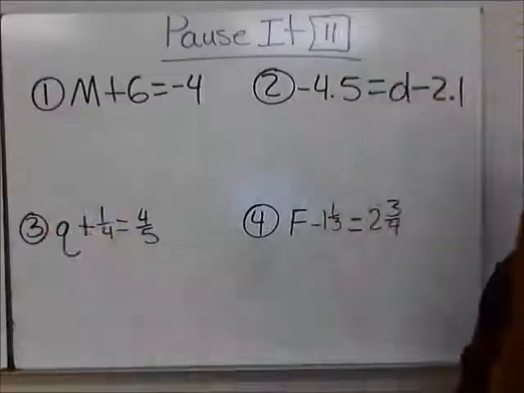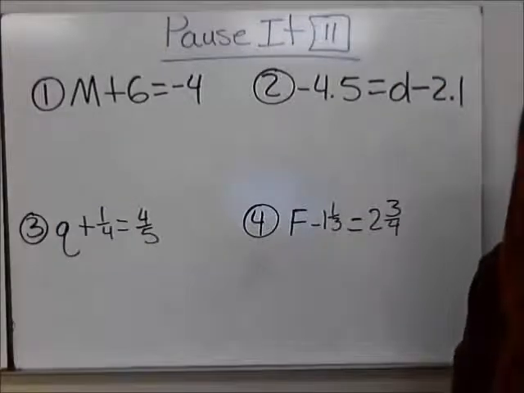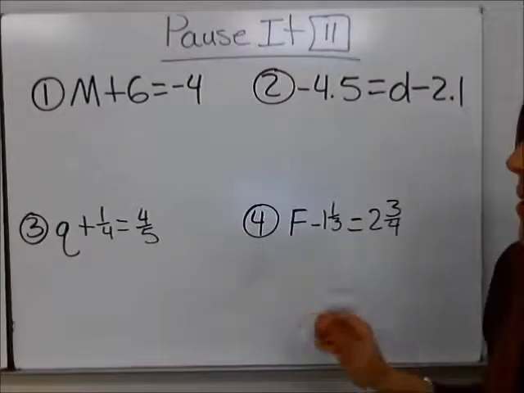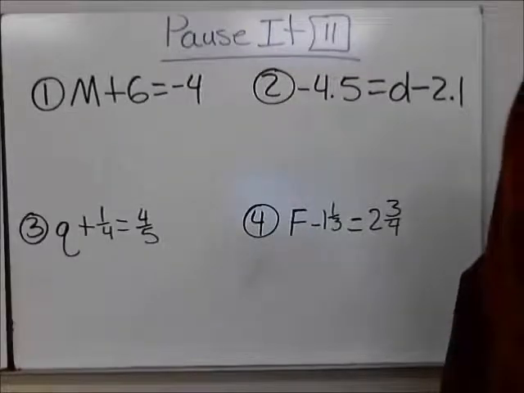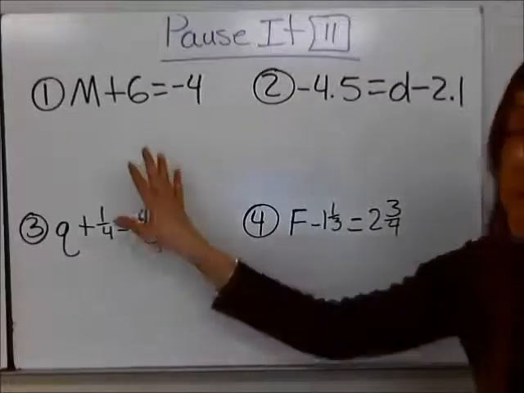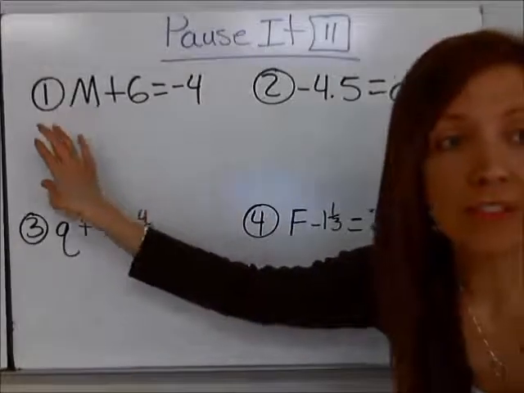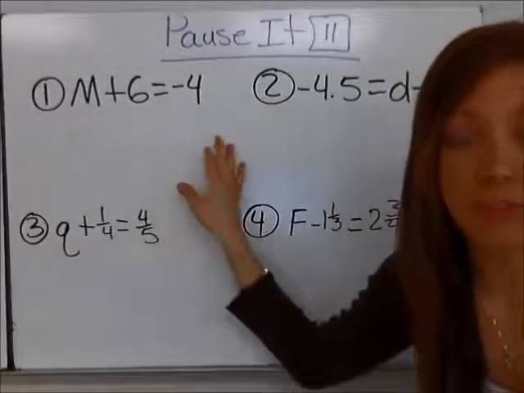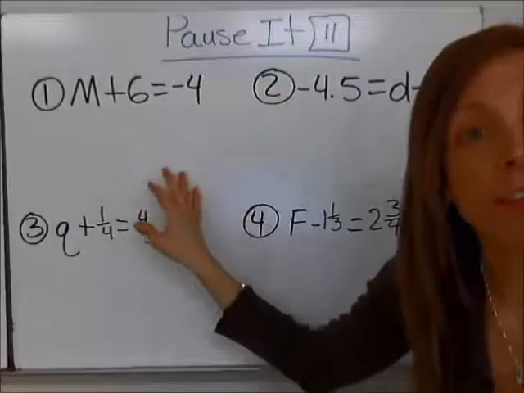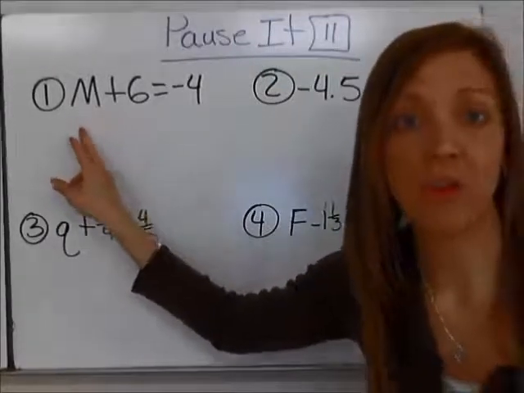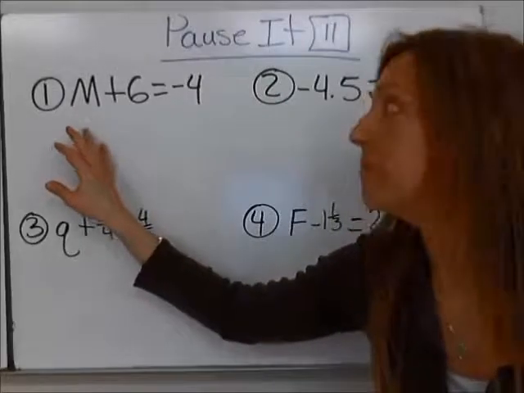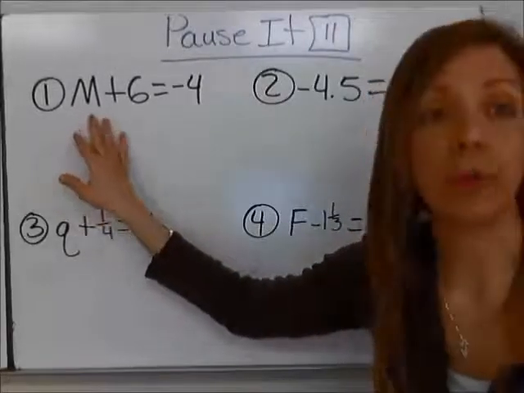Okay, here's the pause it section. Go ahead and pause the video. Try these out using the addition property of equality and the subtraction property of equality to solve these. Remember, whatever you do on the left side of your seesaw, you have to do on the right side of your seesaw to keep it equivalent, and that the object is, you're trying to figure out the value of your variable.